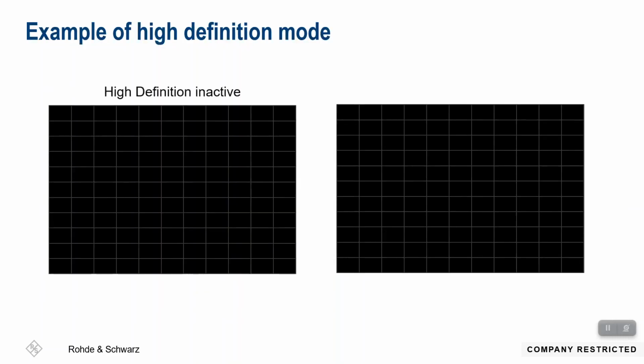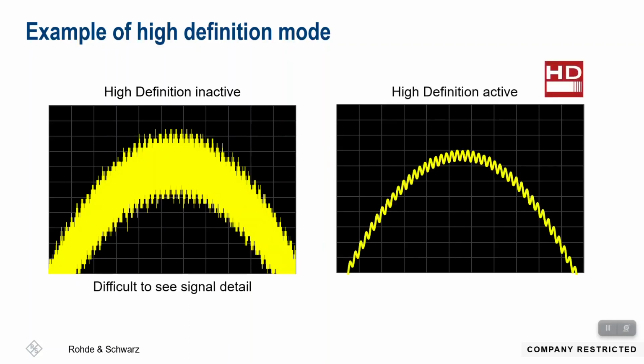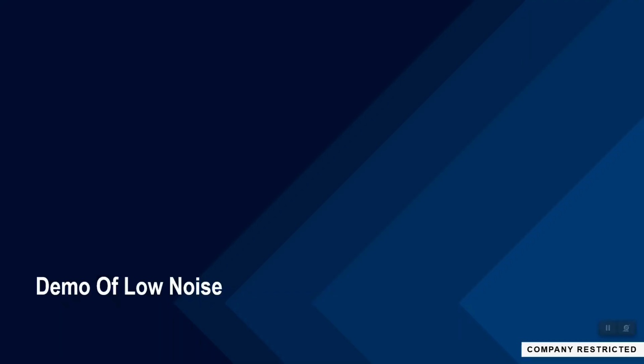So going back to this signal that we looked at right at the beginning of this section, because of the number of bits, we're not able to resolve the fine detail on this signal. If we enable HD mode, then you're able to resolve this signal because you've increased the number of quantization levels. And also I touched on digital triggering. That also enables you to do things like trigger on that very small edge right there, and we'll look at an example of how that works. Okay, perfect.